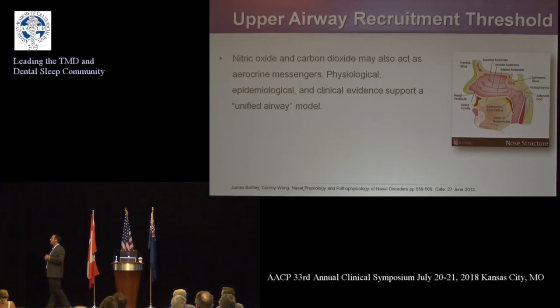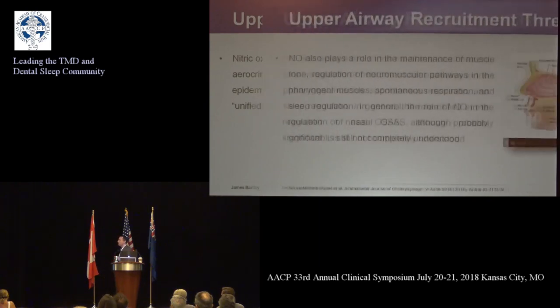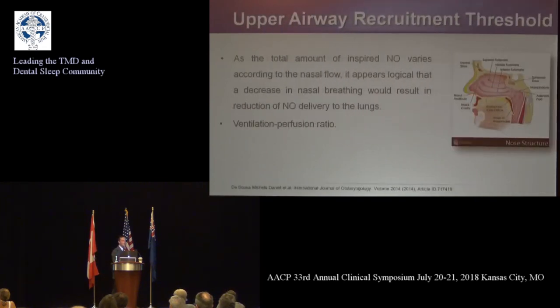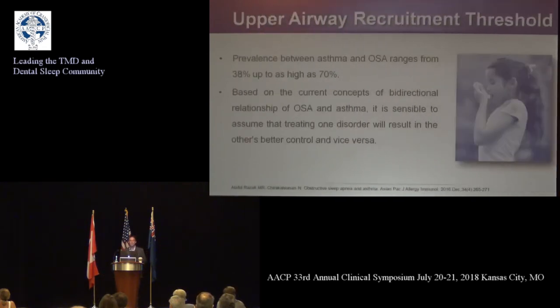Nitric oxide and carbon dioxide, which are influenced by your breathing, are endocrine messengers, playing a role in the maintenance of the muscle tone, regulation of neuromuscular pathways in the pharyngeal muscles, spontaneous respirations and sleep regulation. This was written back in 2014. Nitric oxide in the exhaled breath of a human was only identified in 1991, so it's a relatively new discovery. It does play a role in sleep, although probably not completely understood. We'll move on.